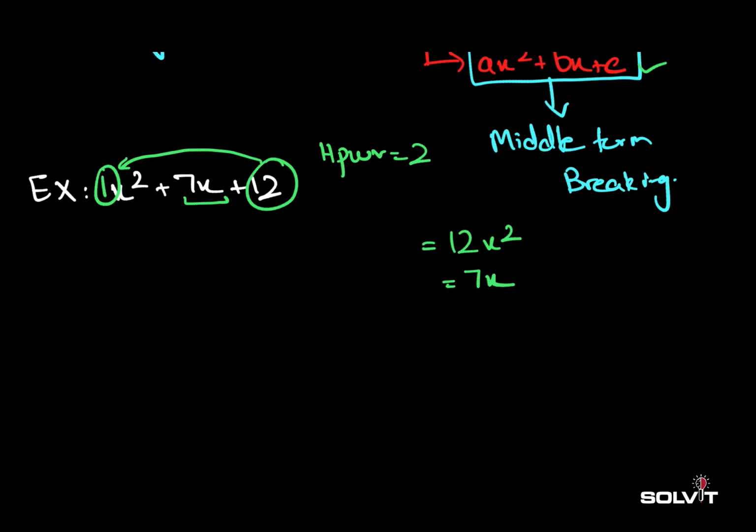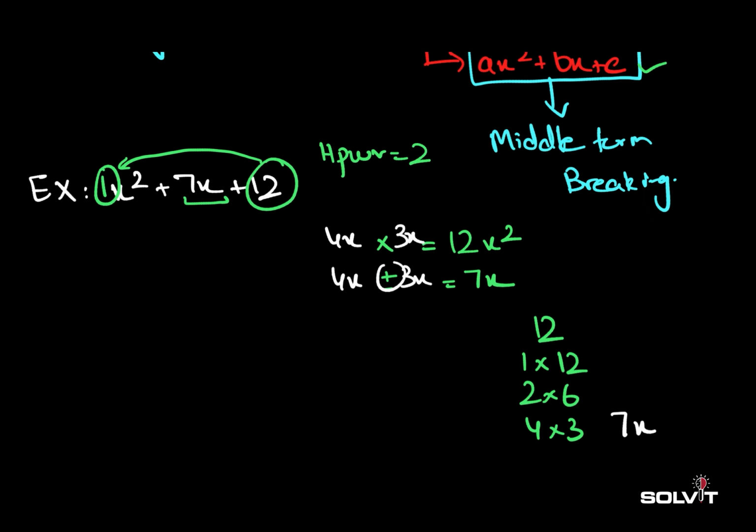Now I need a pair of two numbers that multiply and become 12x square and that add or subtract and become 7x. So I'm going to start making factors of 12, because I need to multiply those two numbers and make it 12. I'm going to start with 1 12s are, 2 6s are, and then 4 3s are. So 4 and 3 becomes 7 when they add, and when I multiply 4 and 3 it also becomes 12. That means I have to add 4x and 3x, and it will be 7x, and 4x multiplied by 3x is going to be 12x square.